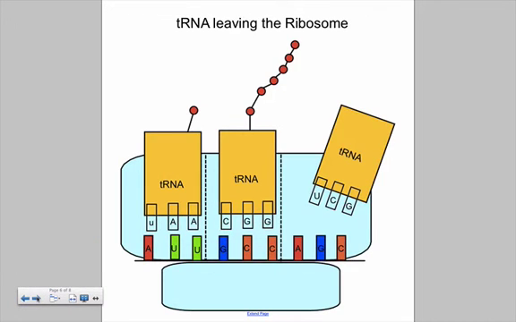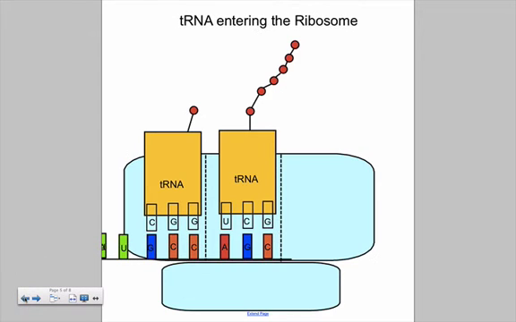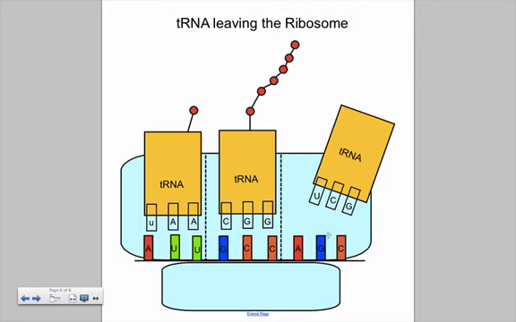Now, as you can see, as the RNA molecule moves along, this E site is where the tRNA exits. As it continues, this chain will continue to get longer and longer and longer, and finally, when it's done, we will make a complete protein.